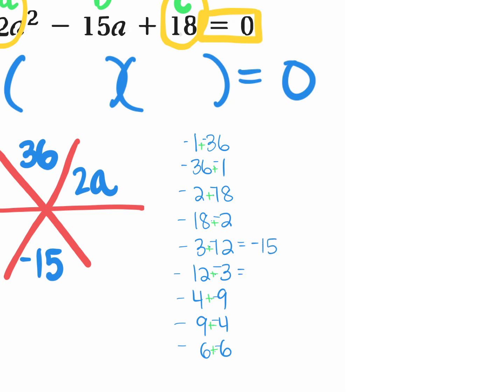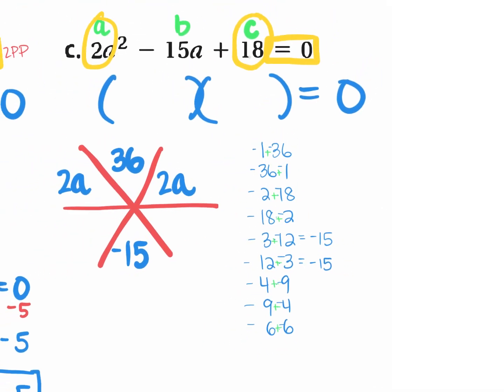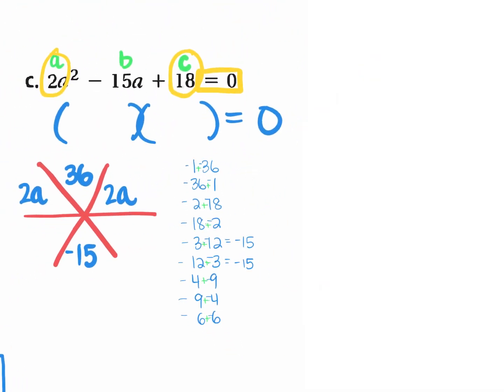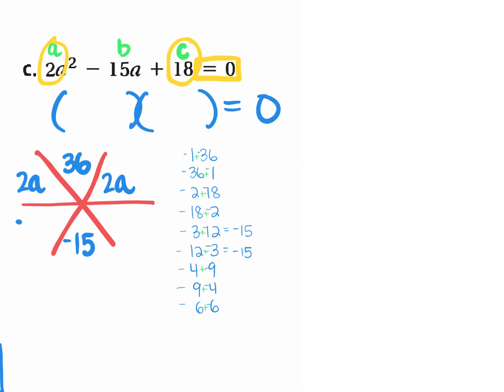But you know what? So is negative 12 and negative 3. That's also negative 15. So either one of those would work. I've got two possibilities that would work, and either one is going to be fine. So I'm going to use the second one for this one. I'm going to use negative 12, and I'm going to use negative 3.